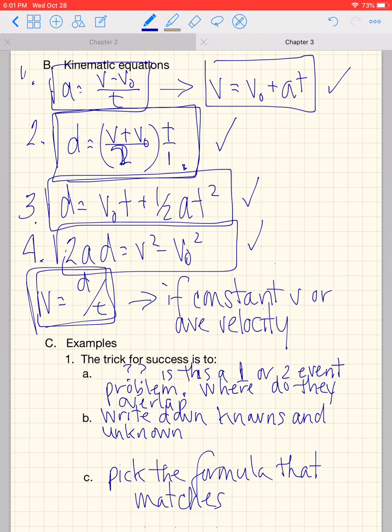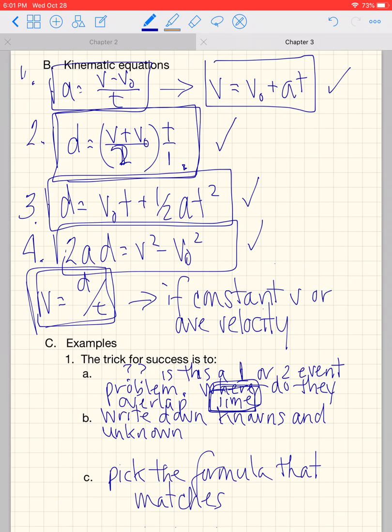So I'm going to ask myself, well, where do those events overlap? And almost always it's going to be time. It was for that one. The time it took for the sound was the time it took for the bat to travel whatever distance. So usually it's time. That's going to be your go-to to look at, oh, do they overlap with time? Sometimes it's distance, but usually it's time.